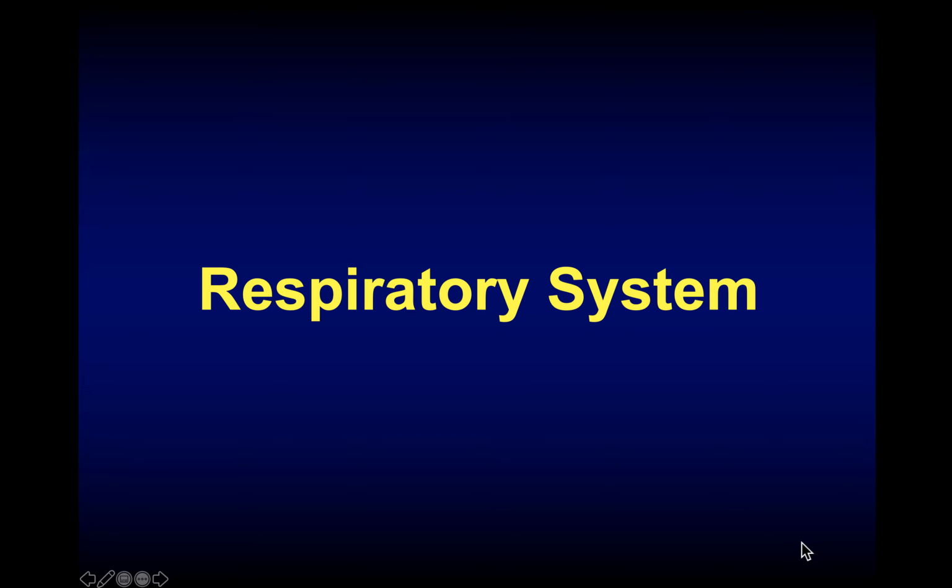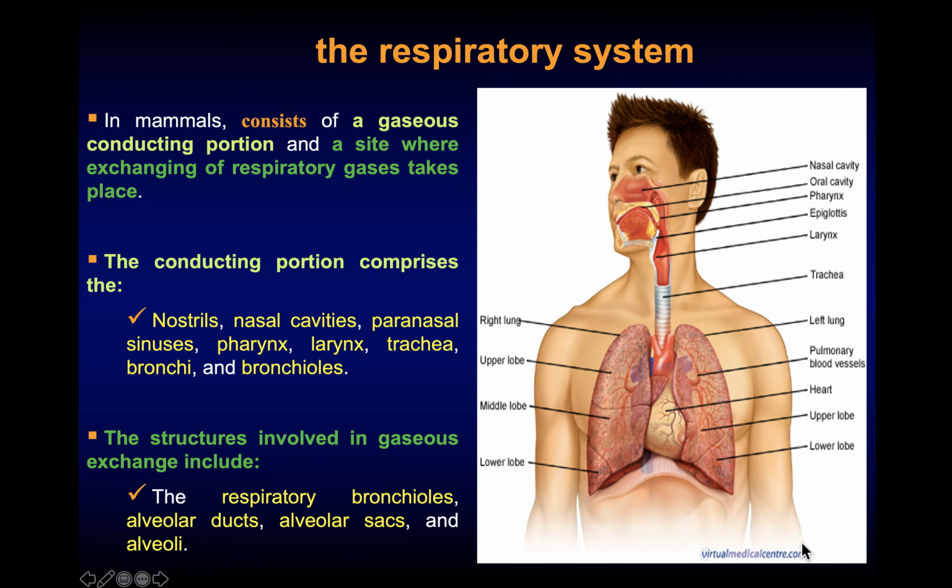Good morning. Today I'm going to talk about the development of the respiratory system. But before we start to talk about the development of the respiratory system, I will talk a little bit about the anatomy. If you remember, we talked about the anatomy of the respiratory system. We said it is divided into two portions. We have the conducting portion and we have the actual site where the gas exchange occurs, which is the respiratory portion.